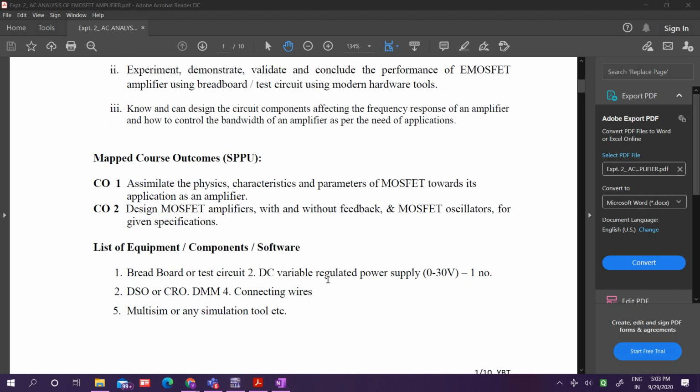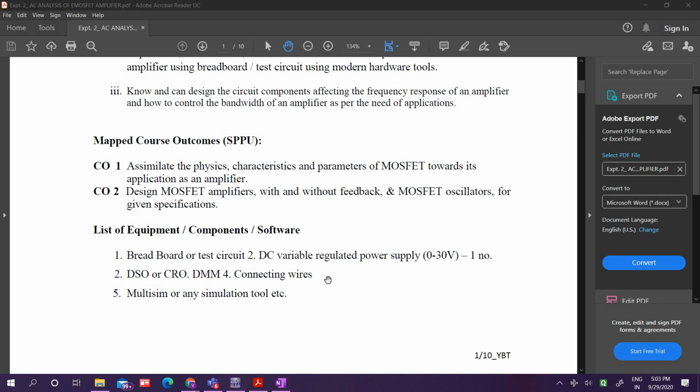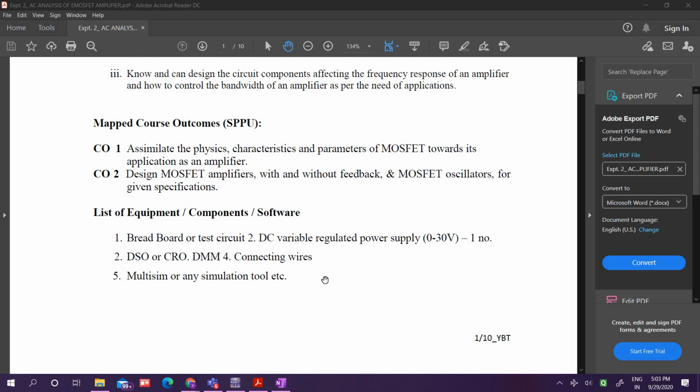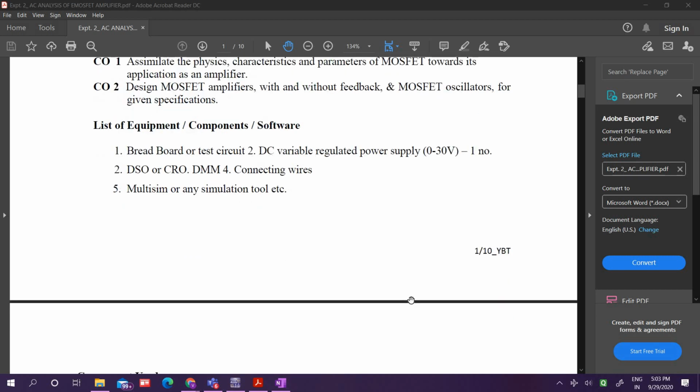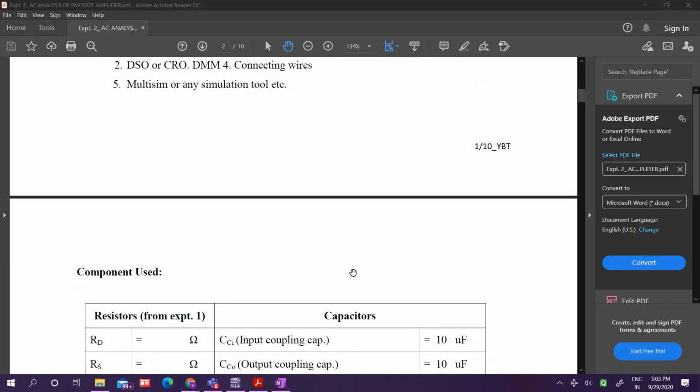These are the list of equipment required. We require the resistances as per the first experiment. The same circuit is to be used, but we need to modify it with the help of capacitors. Then we require a CRO on which we can obtain the waveform. Again we require the multimeter for measuring the current. And for simulation we are using the Multisim software that I have already mentioned.